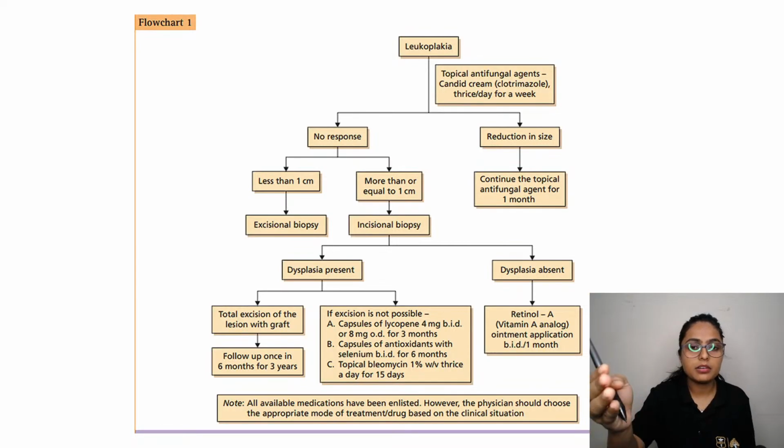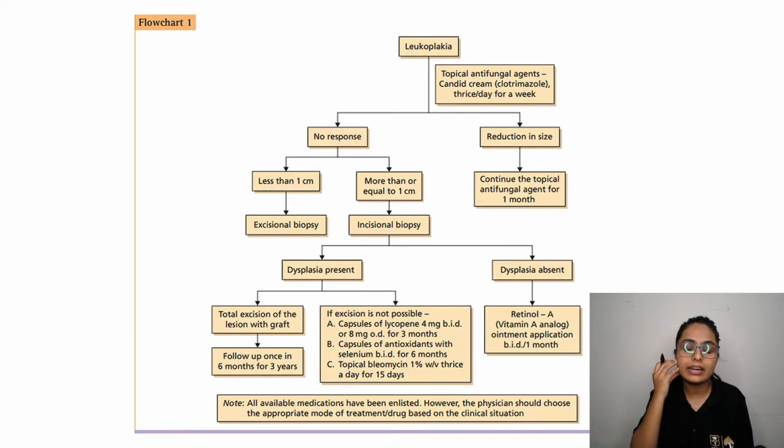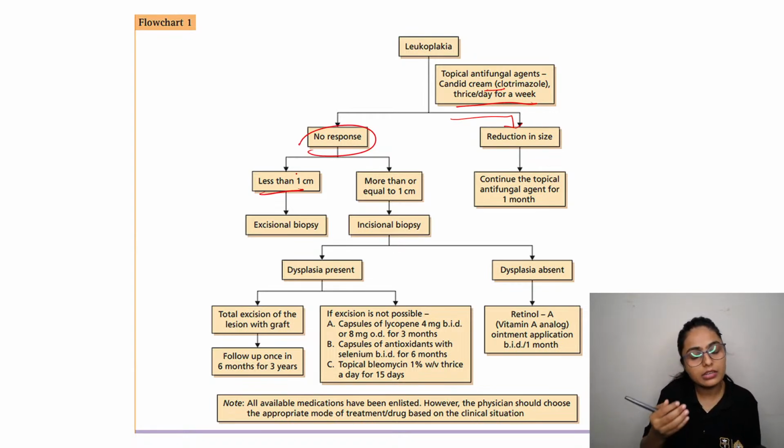Next, I have just put up the treatment of leukoplakia. When a patient comes to you and you see a leukoplakic lesion, you will first advise antifungal because there can be a superimposed fungal infection. So you will continue this candid cream for a week, 3 times a day. If you get a good response and reduction in the size of the lesion, you will continue it for 1 month. If you get no response and the lesion is less than 1 centimeter in diameter, you can just do excisional biopsy, remove the whole lesion. If the size is more than or equal to 1 centimeter, you will go for incisional biopsy.